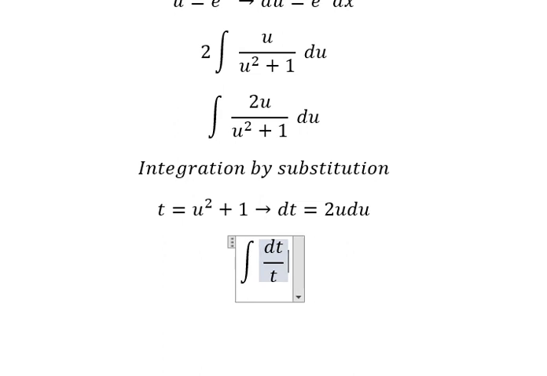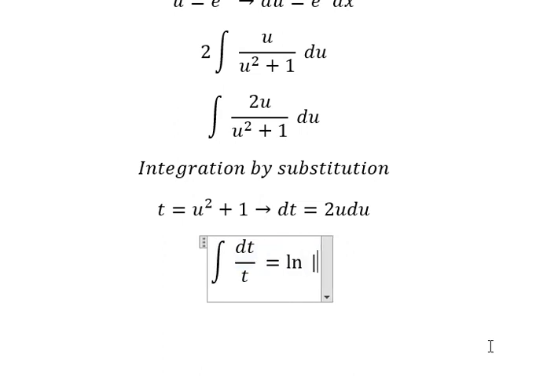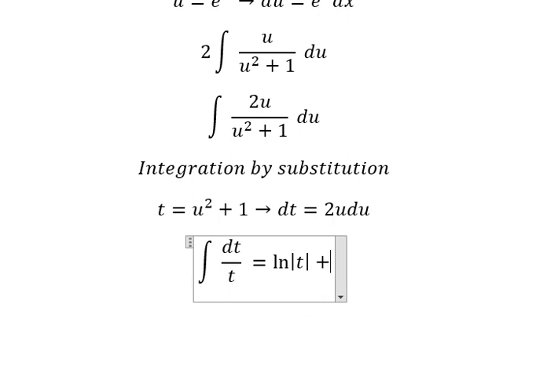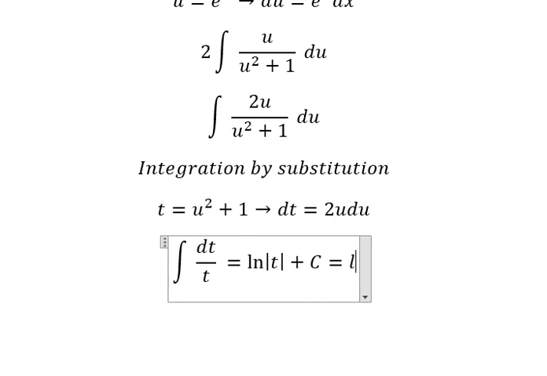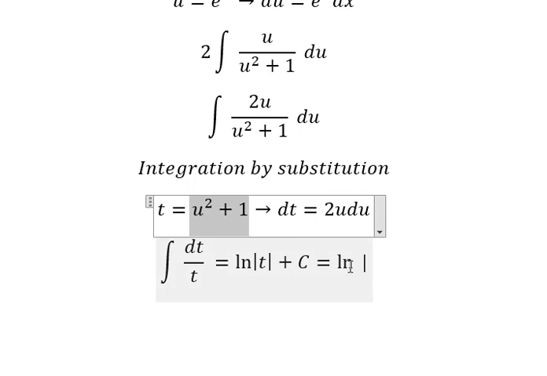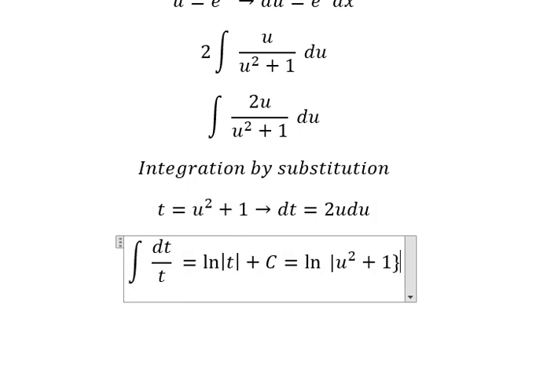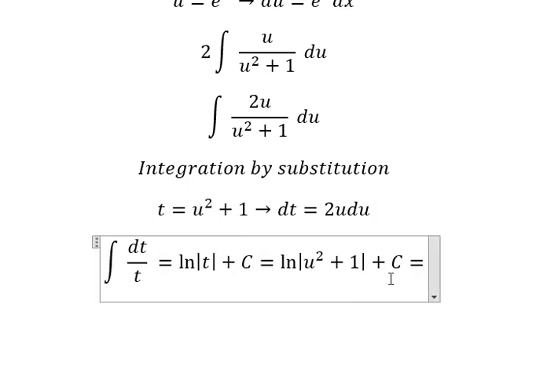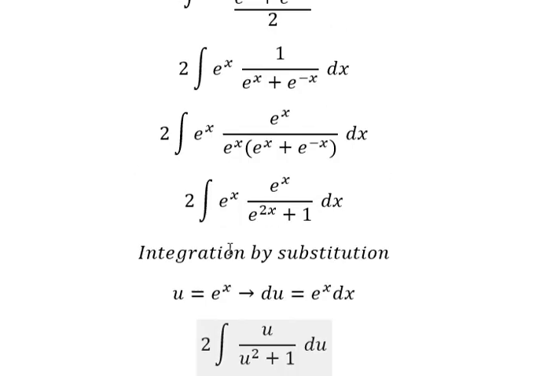The integration of this one, we have Ln of the absolute value of t, and I will put c. About t, that is this one. About u, that is e to the power of s.